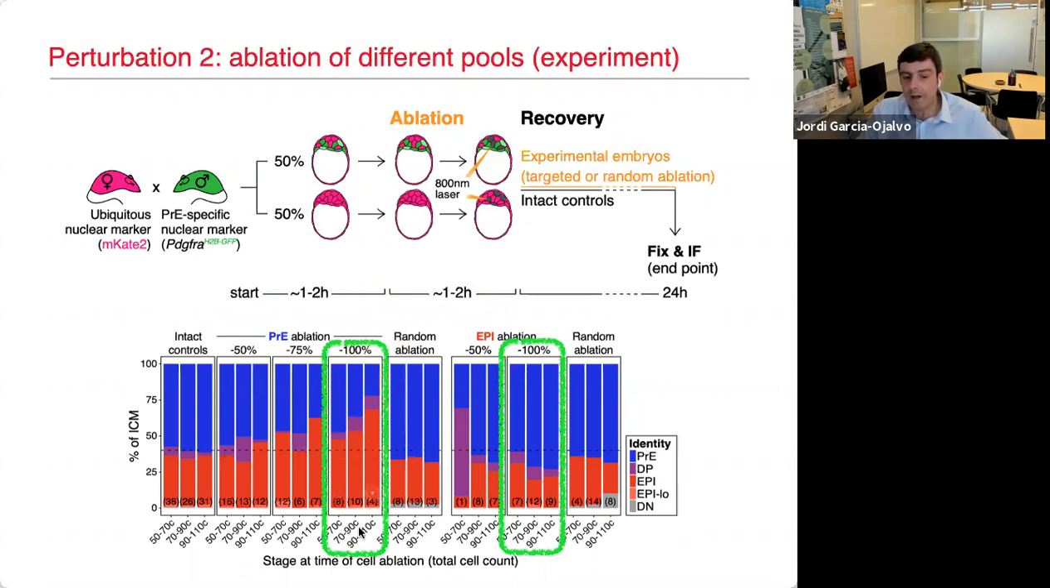If we eliminate too late, when the embryo is already at this stage, this means that now the blue cells cannot recover because we have eliminated all of them. So just a few of them can arise from the undifferentiated cells, but the embryo cannot recover anymore. Okay, and the same thing with the epiblast cells. At the beginning, you still have a nice split, but eventually we have eliminated too many red cells and the system cannot recover anymore, okay? So this is indicating that the embryo has limits to its ability to recover, okay? And we can quantify this in a very precise manner, okay?